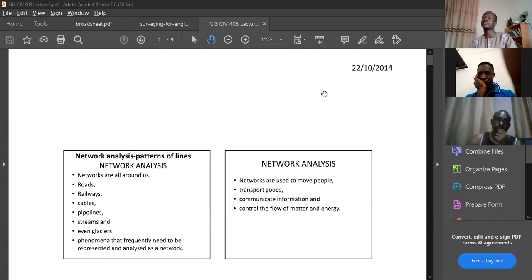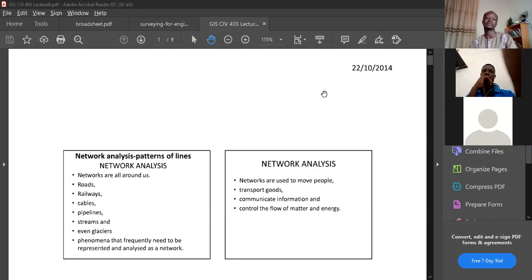There will be traffic. A lot of traffic, and eventually you won't be able to move anything at all. And you can see that is not a network.